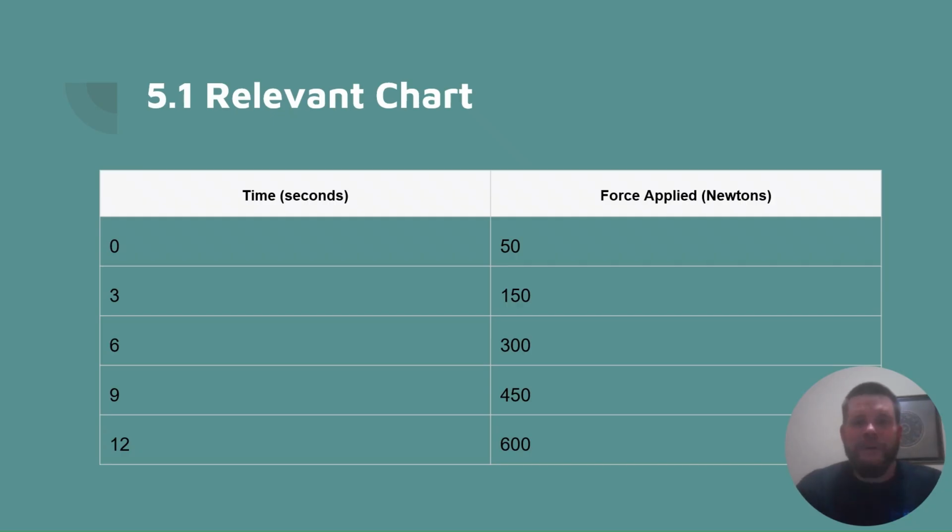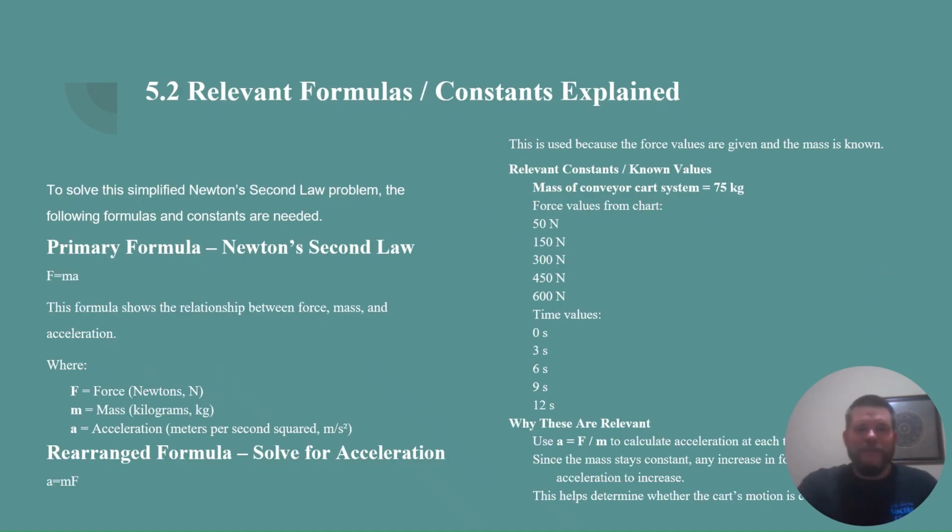This is my relevant chart. You have your times 0, 3, 6, 9, and 12 seconds, and your forces applied 50, 150, 300, 450, and 600 newtons. Those are the numbers.